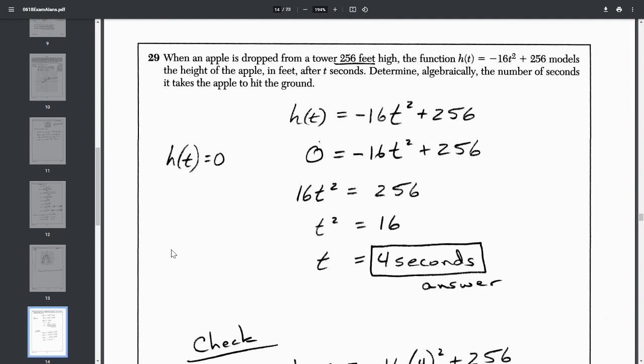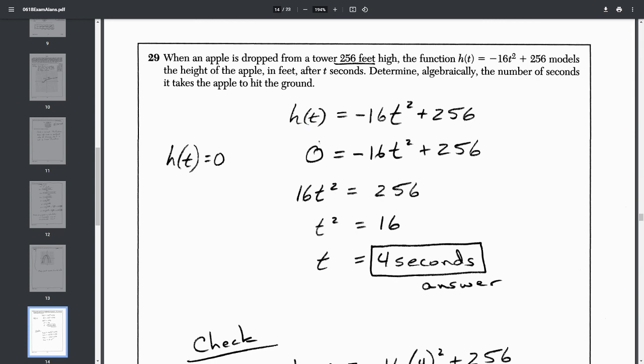Number 29, when the apples dropped from a tower 256, the function right there tells you the number of seconds it takes to hit the ground. So when it hits the ground, then the answer to the problem is 0. That's because this output here represents the height of the apple. So here's a nice equation for you to graph or solve.